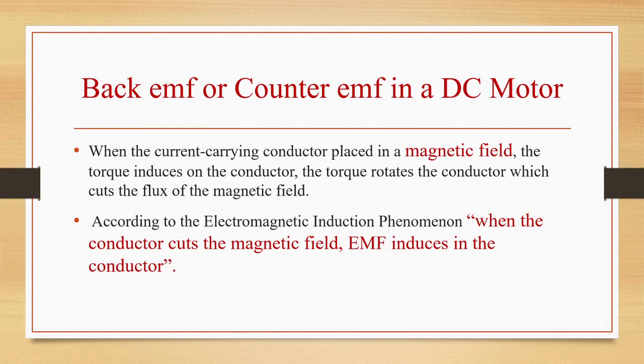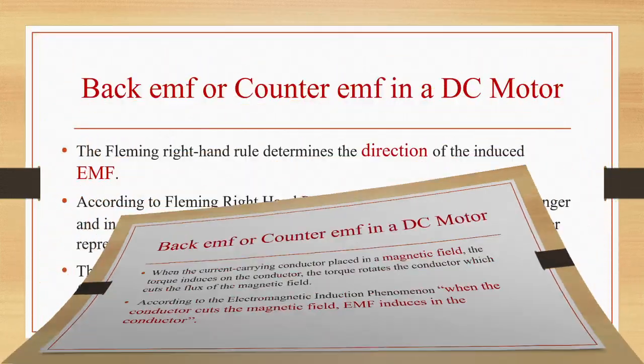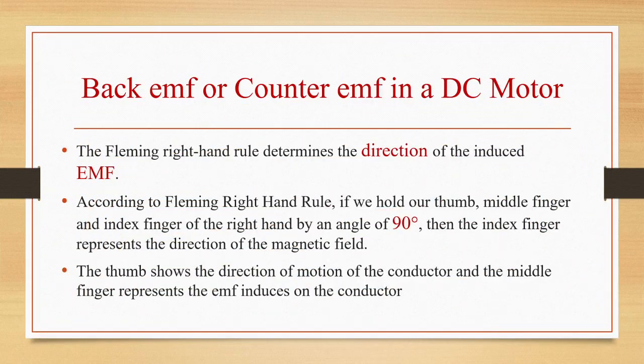When a current carrying conductor is placed in a magnetic field, torque will be induced on the conductor and torque will rotate the conductor, which will cut the magnetic field. So according to electromagnetic induction phenomenon, whenever the conductor cuts the magnetic field, EMF is induced in the conductor. Now, Fleming's right hand rule determines the direction of induced EMF. Fleming's right hand rule means what? It is for the generator.